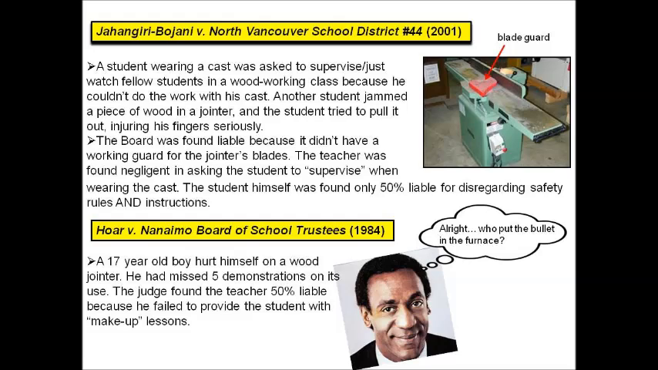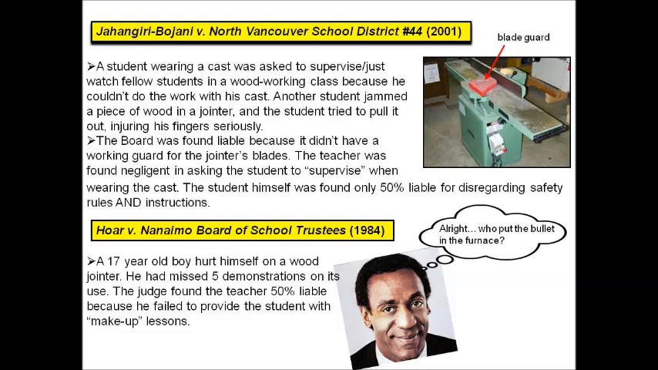The school board was found liable. Why? Well, it didn't have a working guard for the jointer's blade. So that red thing on top of the jointer, apparently that thing wasn't functioning properly, right? And the teacher was found negligent in asking the student to supervise when wearing the cast. Interesting, right? And the student himself was found only 50% liable for disregarding safety rules and instructions. So you can see, right, 2001, so different. The attitude of judges, so different now to back in the 1940s.